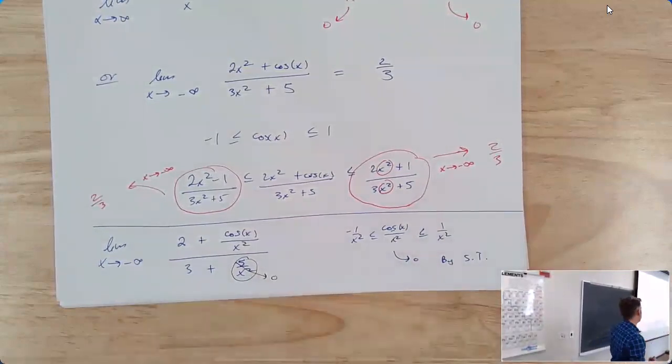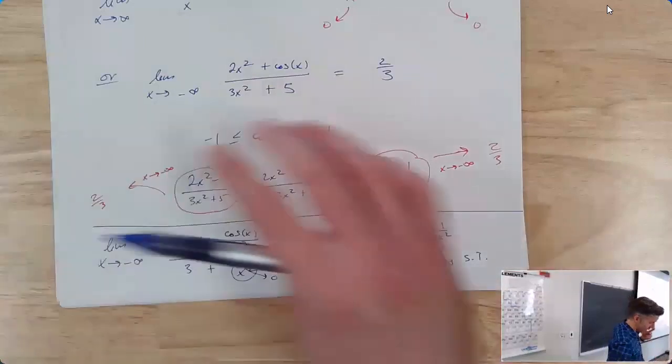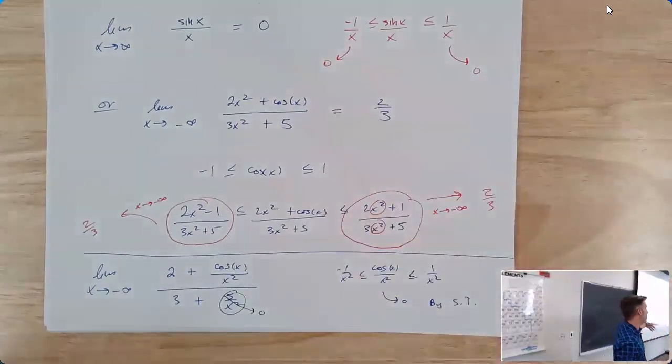So almost all the time, when you have a sine or a cosine and x is going to infinity, you're going to have to use the squeeze theorem.